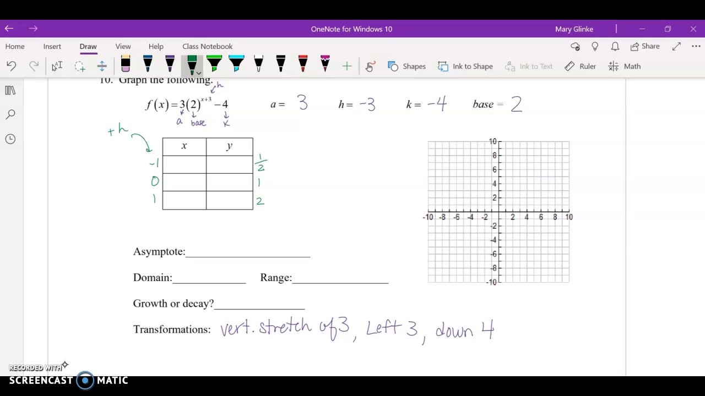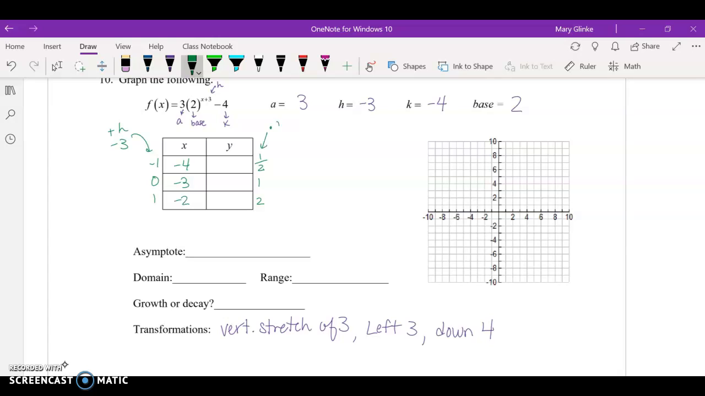I'm going to add h to my x values. So in these cases, I'm actually going to take and subtract 3 from each of them. So -1 minus 3 is -4, 0 minus 3 is -3, and 1 minus 3 is -2.